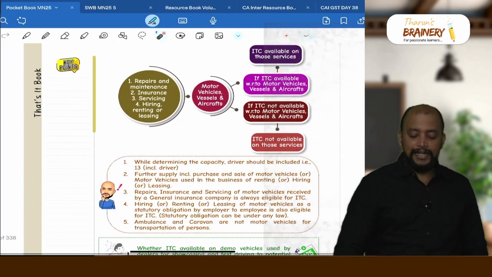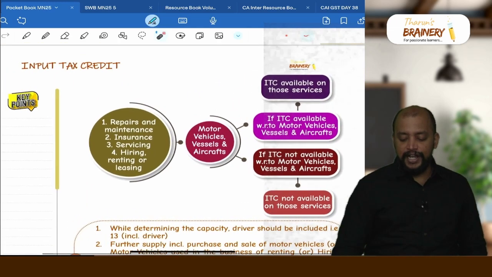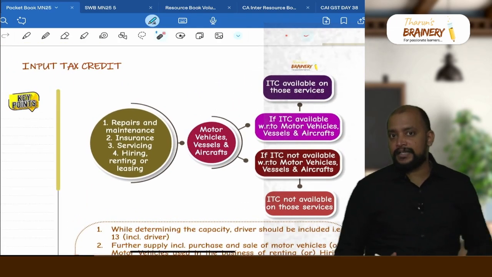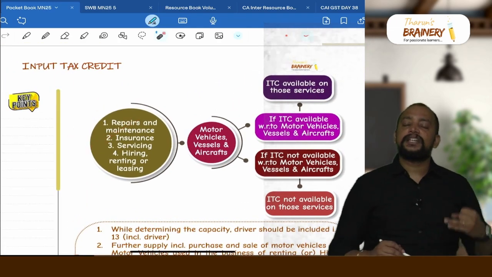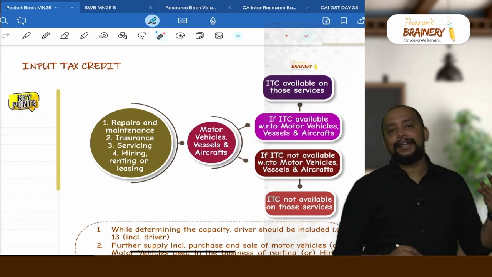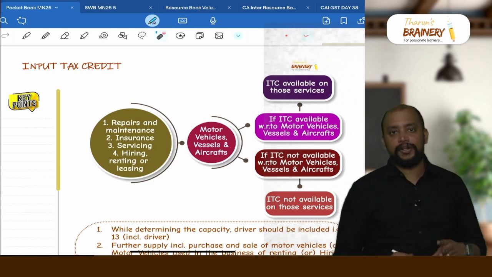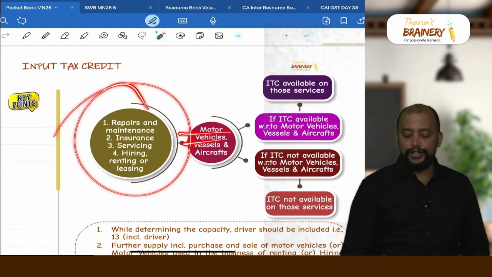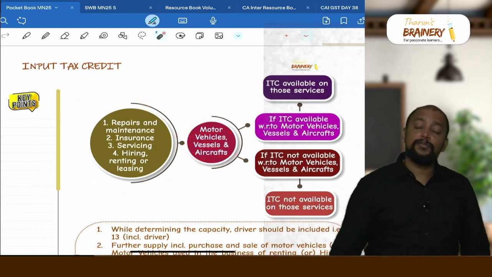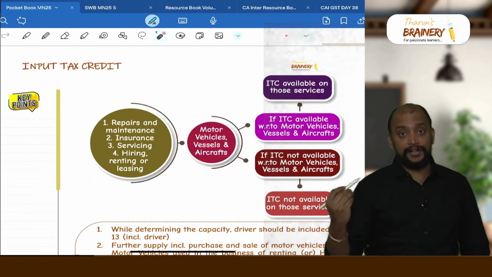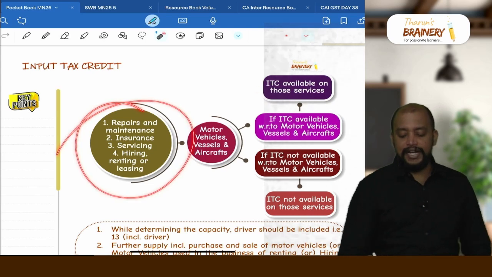ITC available. Then 4 services in relation to motor vehicles: repair and maintenance services, then insurance service, servicing means authorized service station, and then hiring, renting and leasing of motor vehicles. These 4 services in relation to motor vehicles, vessels and aircrafts: if the motor vehicle, vessel and aircraft is eligible for ITC, then on these services also ITC can be availed.